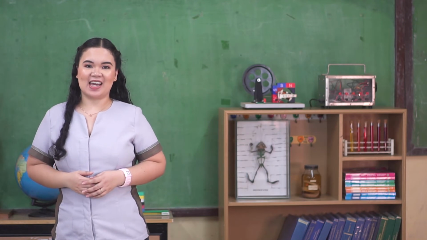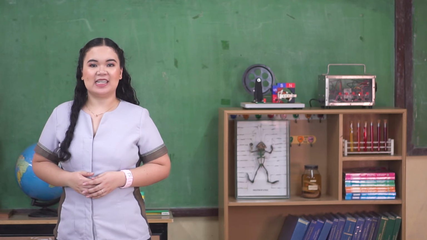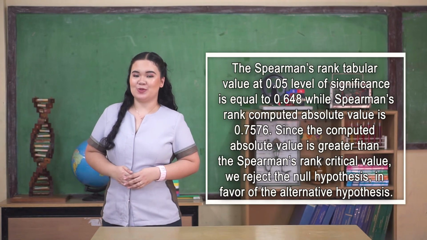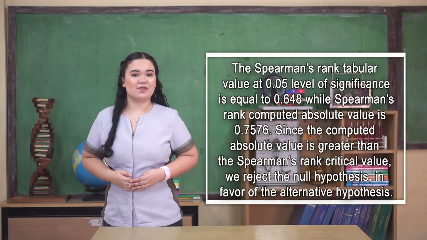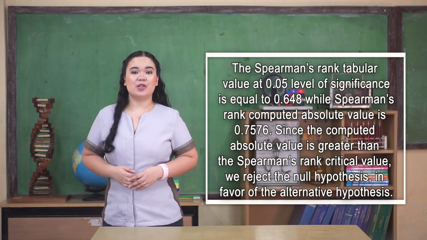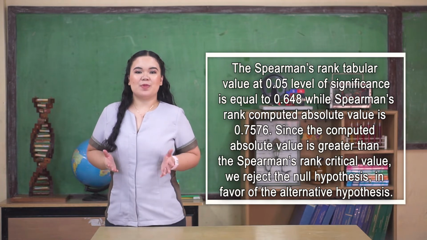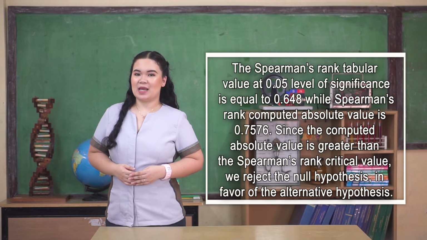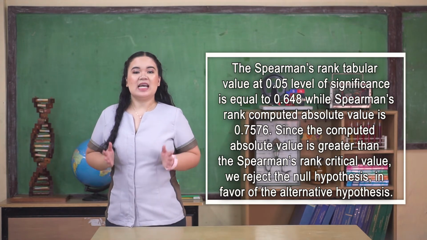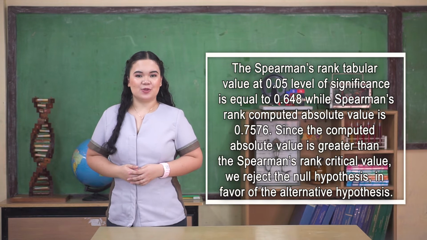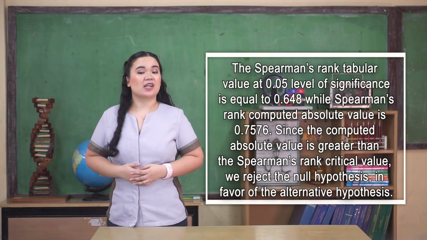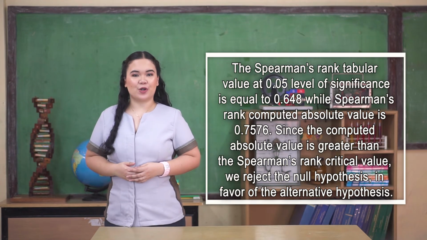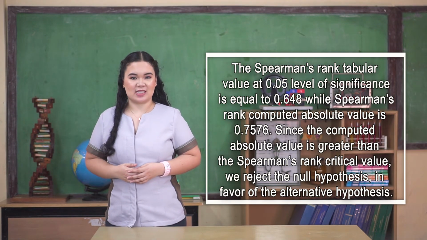Now, let us decide whether to accept or reject the null hypothesis. The Spearman's rank tabular value at 0.05 level of significance is equal to 0.648, while Spearman's rank computed absolute value is 0.7576. Since the computed absolute value is greater than the Spearman's rank critical value, we reject the null hypothesis in favor of the alternative hypothesis.